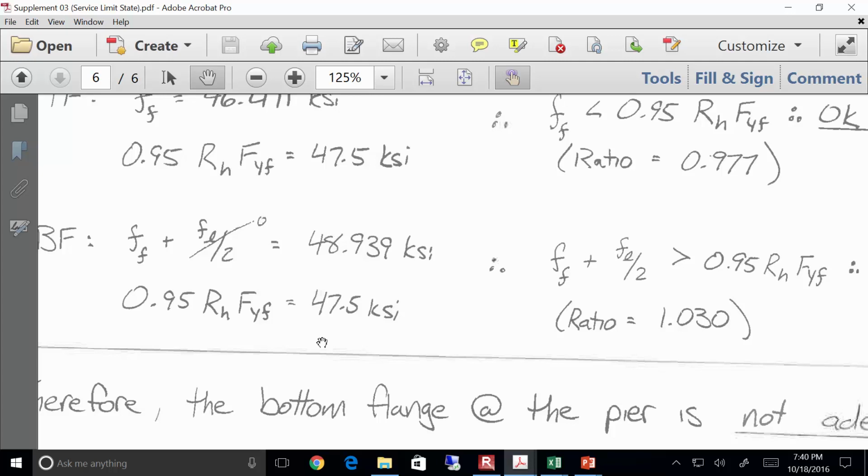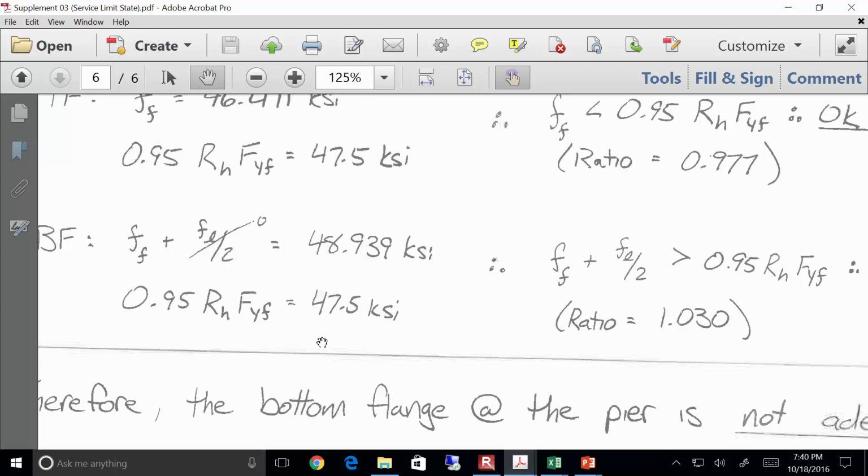All right, let's just keep it as basic as could be. What's the simplest answer to that question? The bottom flange stresses are too large, so what do you do to that bottom flange? Make it bigger. Simple, right? Make it thicker, make it wider, make it bigger, right? Now, there's a problem with that, okay?